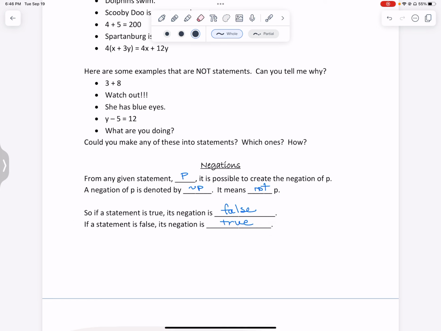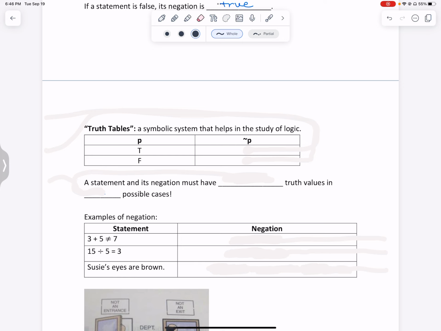So now let's talk about truth tables. Truth tables are just a symbolic system that's going to help us when we study logic. So we have P, which is our statement, and this is our not P. If our statement is true, then that means the not P is going to be false. And if our statement is false, then when we give the negation of it, that's going to be true. So a statement and its negation must have opposite truth values in all possible cases.